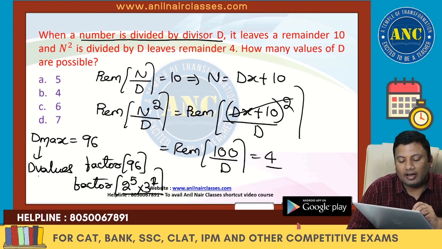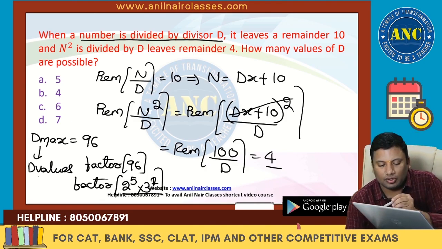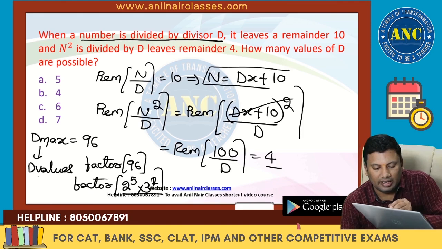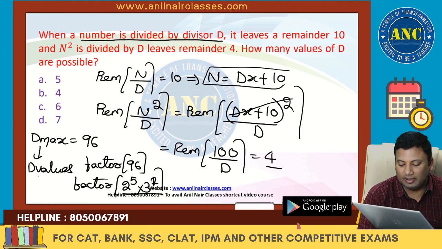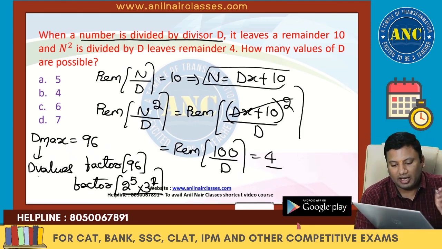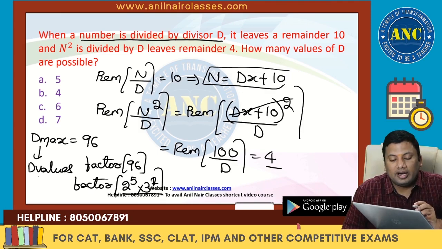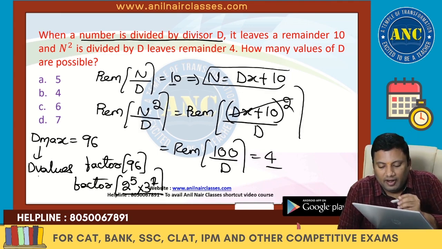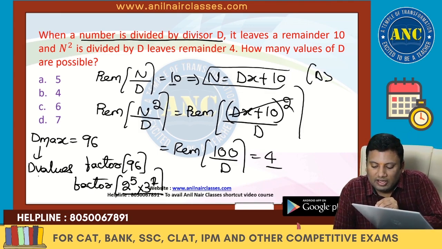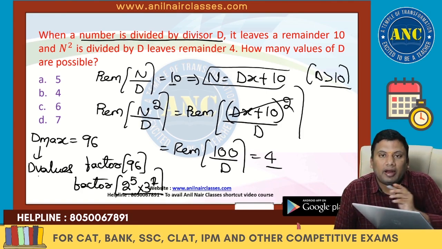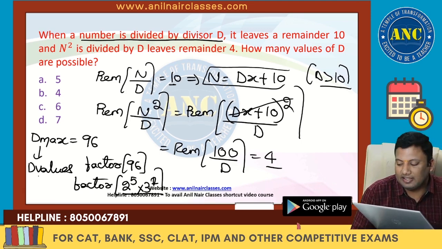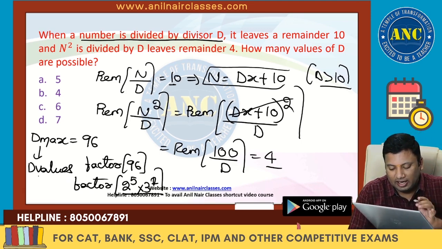So when the number n is divided by d, it gives a remainder 10. So n is nothing but dx plus 10. Right? Next one. Now we already discussed the d value. D value should always be greater than 10. The remainder is always less than the divisor. So d is always greater than 10. I hope it is clear.